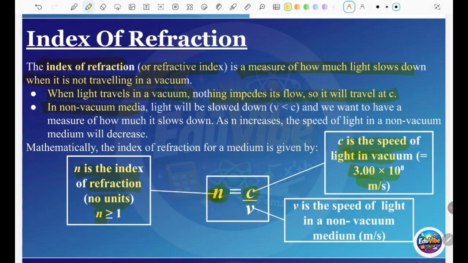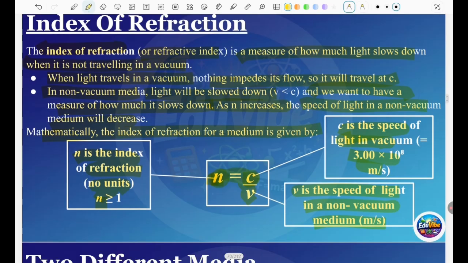In a non-vacuum medium, light will slow down, v is less than c, and we want a measure of how much light slows down. If n increases, the speed of light in a non-vacuum medium will decrease. So they have an inverse relationship, and we have the formula that n is equal to c upon v. v is the speed of light in the non-vacuum medium in meters per second. So mathematically, this is our formula. We use that formula to find the index of refraction. So that's all for the index of refraction in that part.